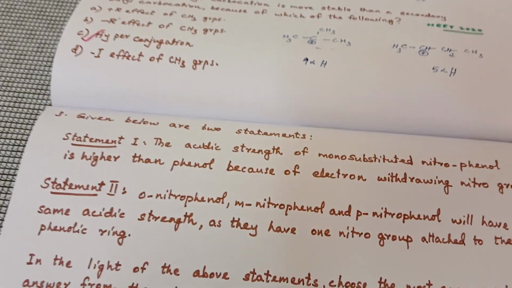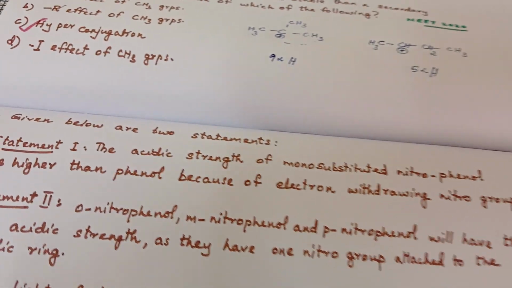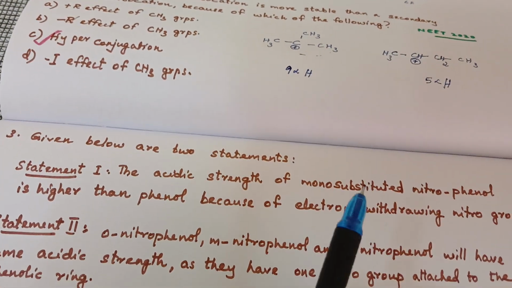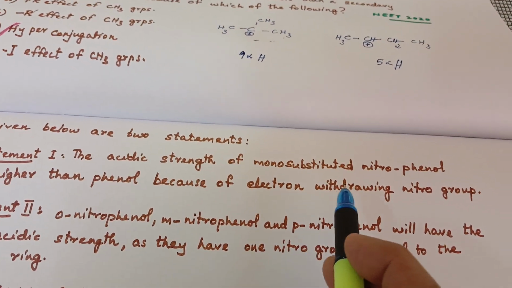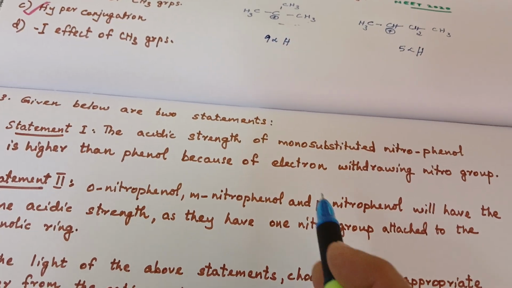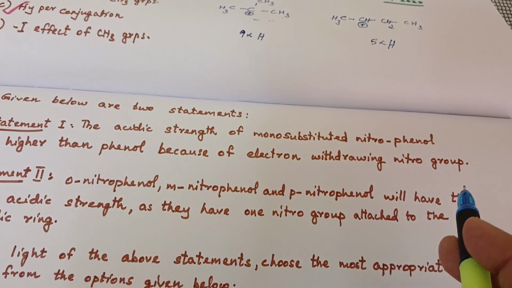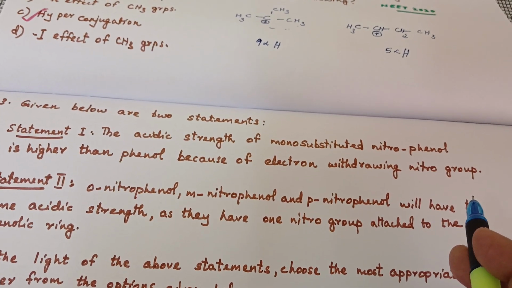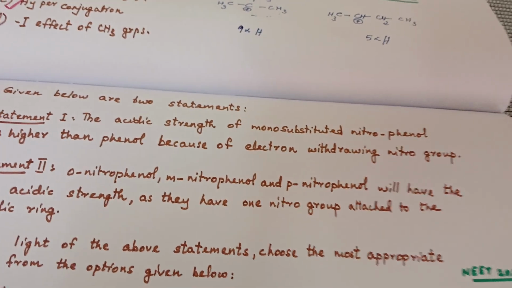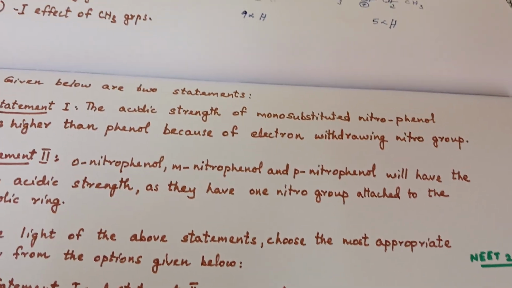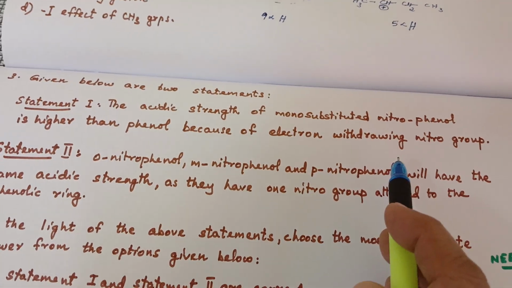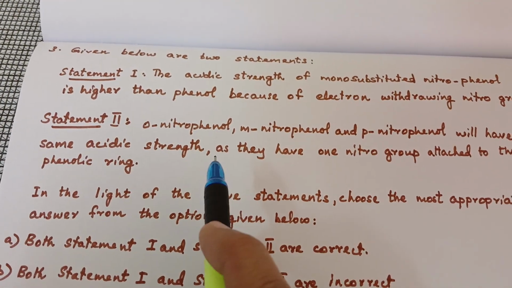Next question. Again, this is a 2022 question from NEET. Given below are 2 statements. Statement 1. The acidic strength of monosubstituted nitrophenol is higher than phenol because of electron withdrawing nitro group. So that statement is correct. It is the electron withdrawing group will increase the acidity of phenol. So a monosubstituted nitrophenol is more acidic than phenol.